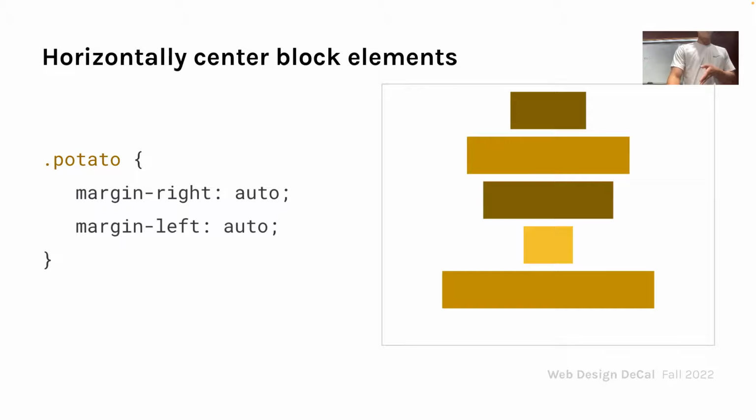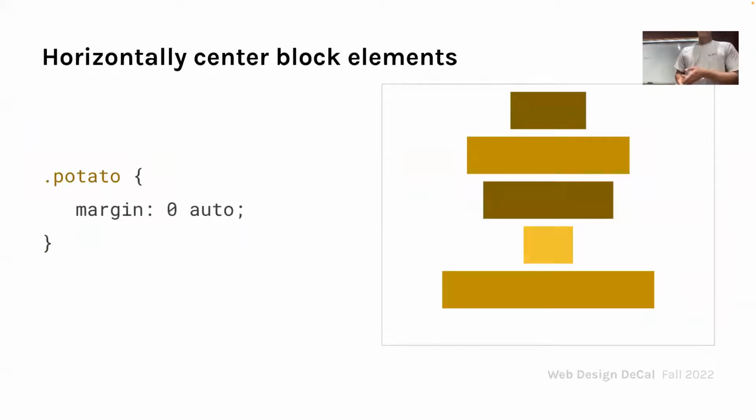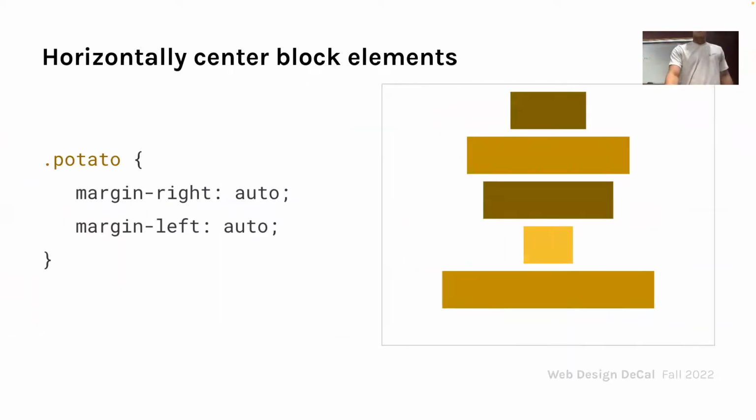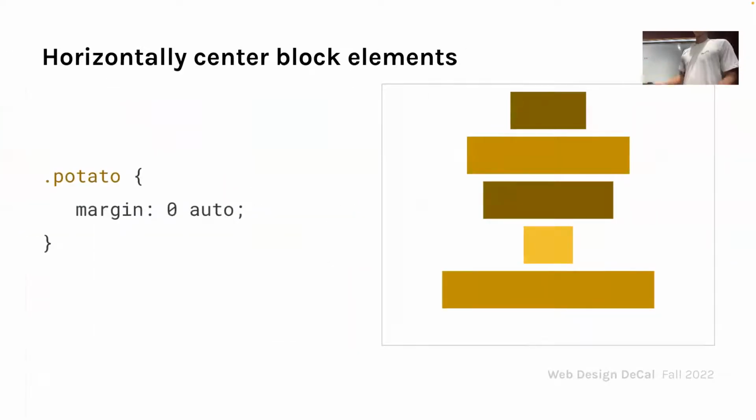Another shorthand way of doing this is margin zero auto. The zero basically refers to the top and bottom margin, and then auto is the left and right. So as you see, we apply the left and right margin to be auto. So we do margin zero auto, it takes away the top and bottom margin and then puts auto on the sides. You can replace zero with whatever top and bottom margin that you want. Just know that this is a shorthand way of doing it.